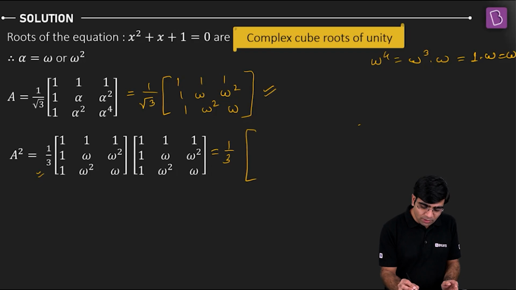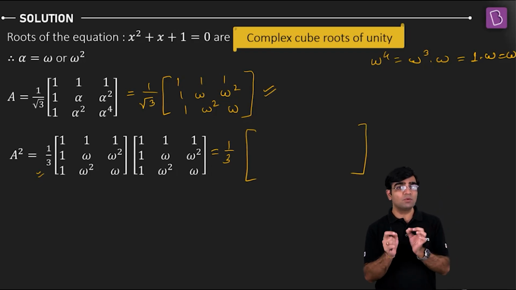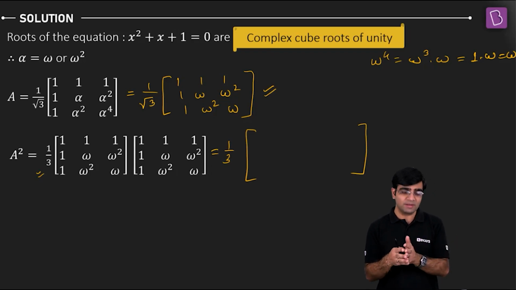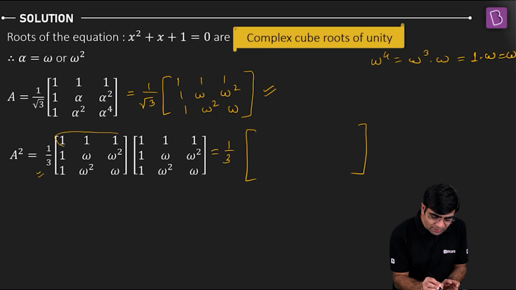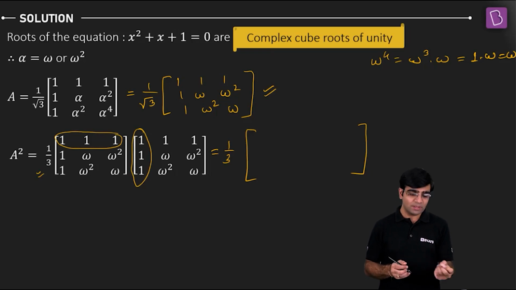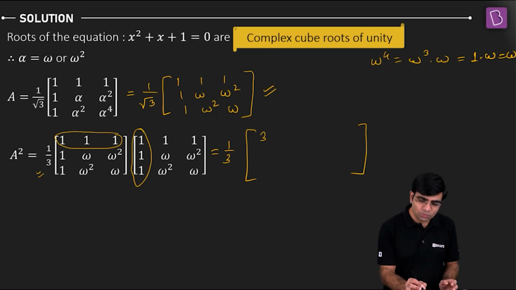Now, if I take the product, what do I get here? We have row by column, right? So you take the first row of the left matrix and the first column of the right matrix. This is how we take the product. So we get 1, 1, 1 into 1, 1, 1. This row vector of the first matrix gets multiplied by the first column vector. So we get 1 into 1 plus 1 into 1 plus 1 into 1. That gives me 3.